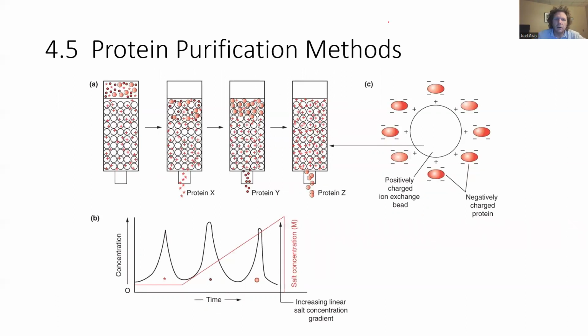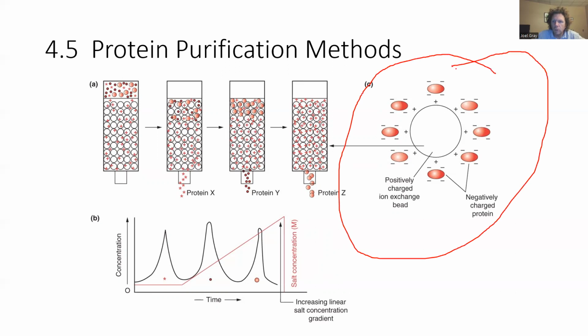So what you see here, I'm going to draw your attention to the upper right-hand corner. We see a white bead. This is our positively charged ion exchange bead. So that has a positive charge, therefore it will attract negatively charged proteins. This is an example of anion exchange chromatography. Anion exchange has positively charged beads.